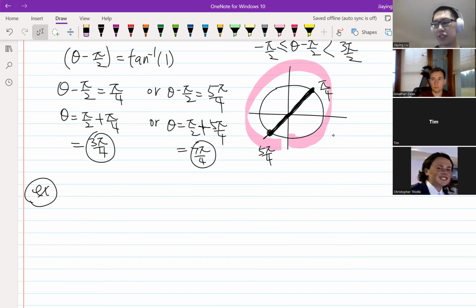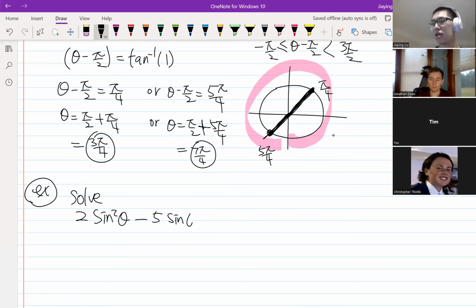We're going to solve this equation. 2 sine squared theta minus 5 sine theta plus 3 equals 0. And we want to find theta from 0 to 2 pi.